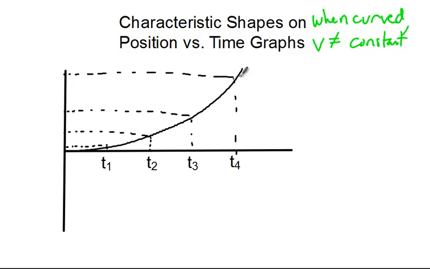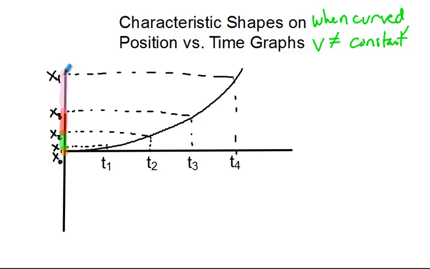Okay, let's look at these positions over time. So x0 is down here, x1 is here, x2, x3, and x4. What do we see about our displacements? Well, initially from x1 to x0, not very far. From x1 to x2, we're going a little bit further in that time period. From x2 to x3, still a little bit further. And then from x3 to x4, we're going even further.